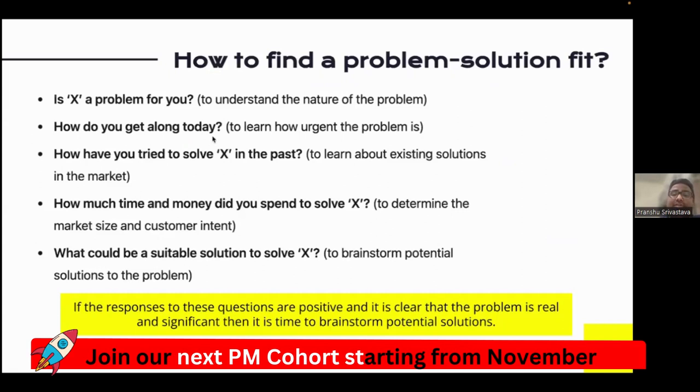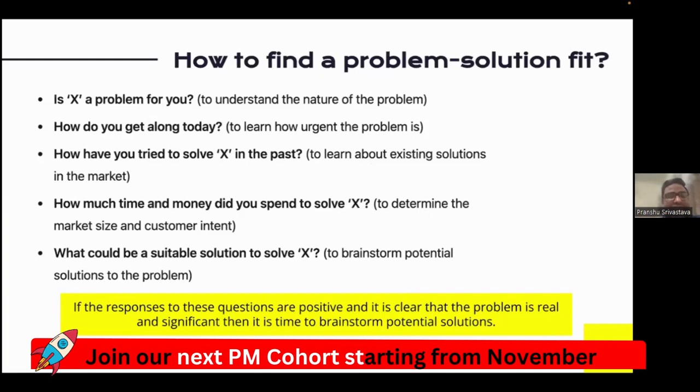How do you get along today? This will tell you how urgent the problem is. Similarly, to learn about existing solutions in the market: how have you tried to solve this problem in the past? How much time and money did you spend to solve X? That helps determine the market size and customer intent. What could be a suitable solution to solve X? That helps brainstorm potential solutions to the problem. You ask the customer, and they will tell you everything. The customer is that mirror which gives you true vibes.